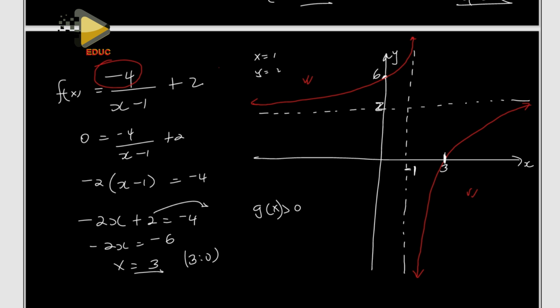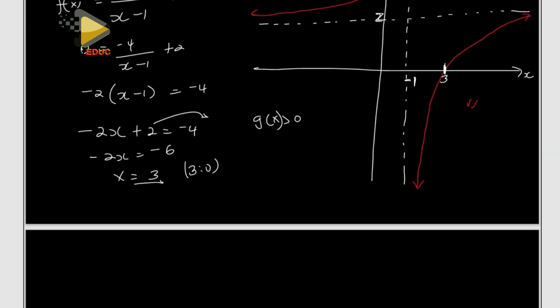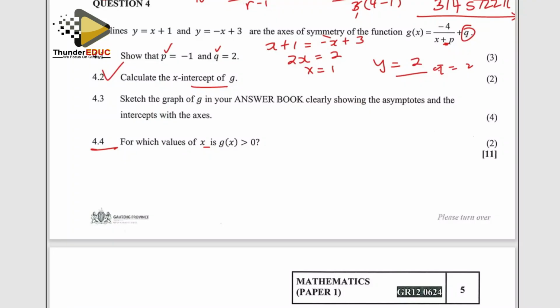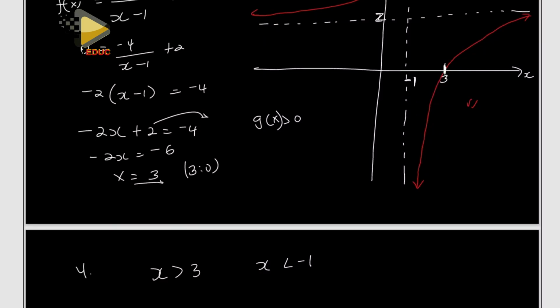Okay, so since we are interested in the graph being above, we can say that x has to be greater than 3. So all the way to positive infinity, the graph is going to be above the x-axis. And then between -1 and 3, we see the graph below. And then if x is also less than -1, the graph is still above. So just these two conditions are what we needed for question 4.4 for you to get those marks.